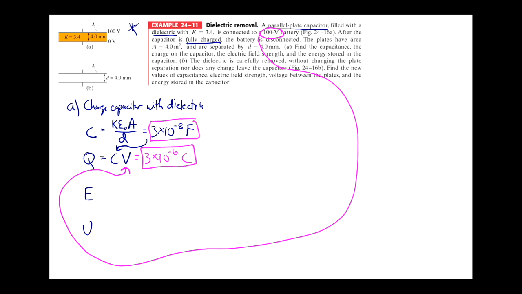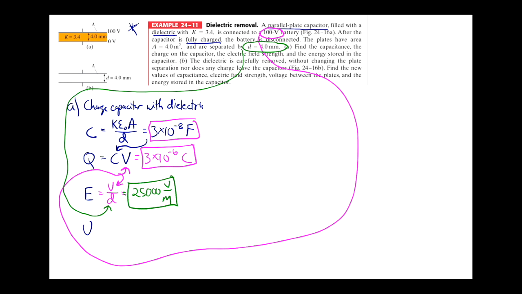Let's see, the electric field. We can use the relationship to the potential difference and the separation between the plates to get the electric field. So that's just going to be V over D. So we have 100 for the potential difference. And D is given up there somewhere. Ooh, 4 millimeters. I crossed out part of it. That should give you 25,000 volts per meter.